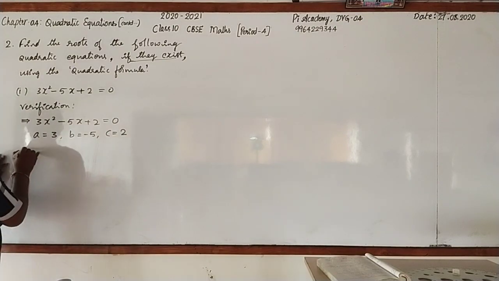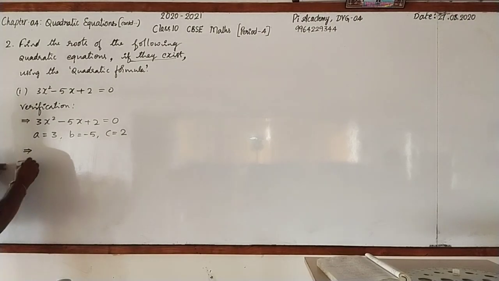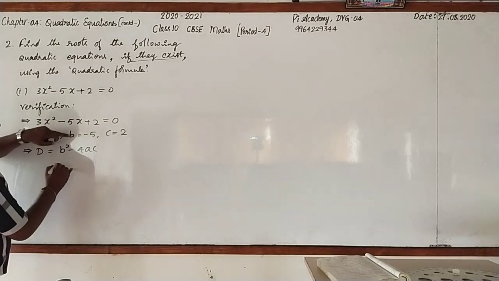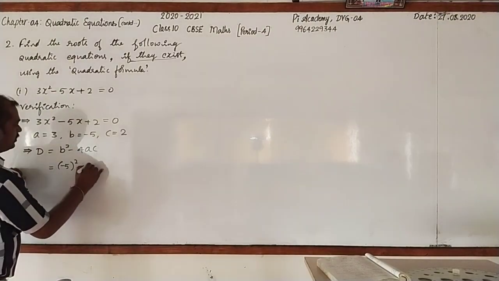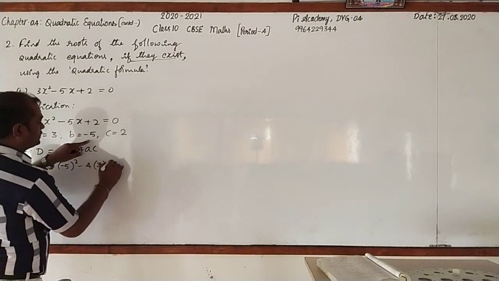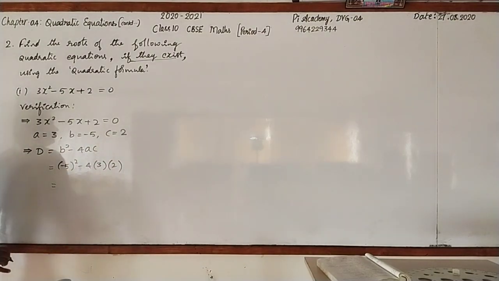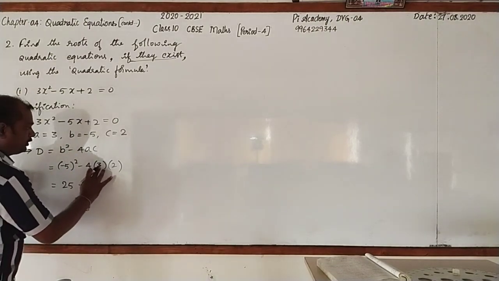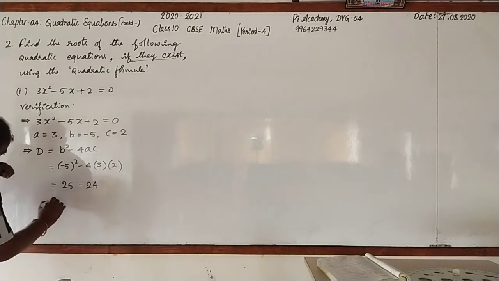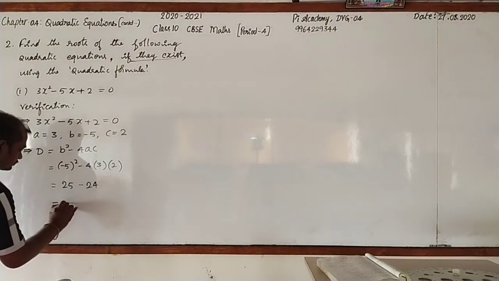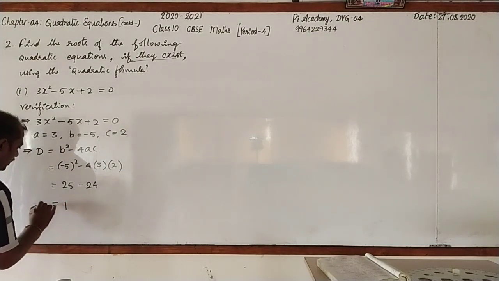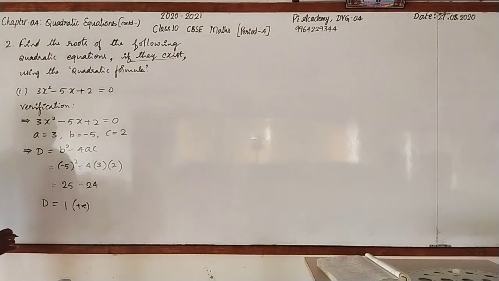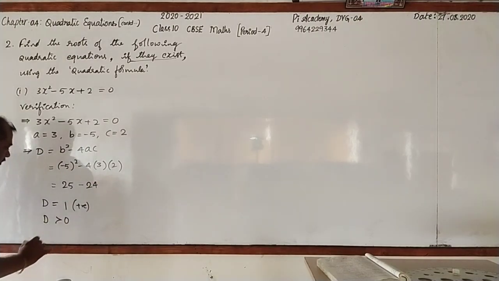Right? Then find out the discriminant value. D is equal to b square minus 4ac, where b is minus 5 whole square, 4 into a is 3, c is 2. What is minus 5 whole square? 25. Minus 4 threes are 12, 12 twos are 24. It is 25 minus 24, 1. This 1 is nothing but positive, which is greater than 0. D is greater than 0.